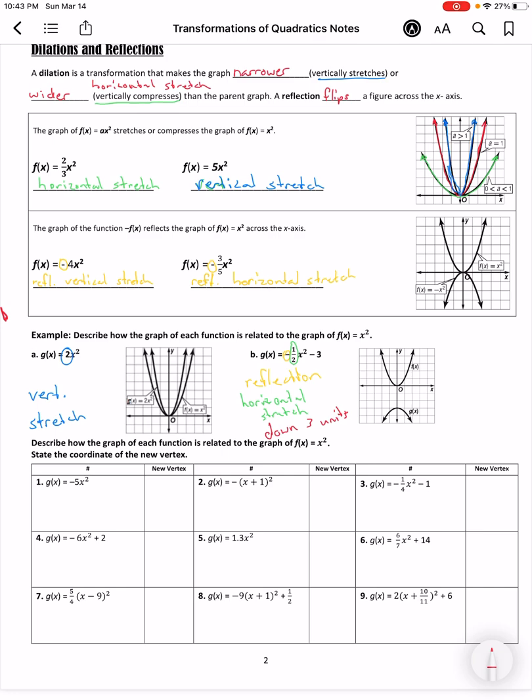As you look at this, I'll go over a couple of these. The first one says negative 5x squared. So again, it's a reflection, and it's a vertical stretch because of the 5. And because that's all that happens, a reflection and a vertical stretch, our vertex stays at 0, 0.